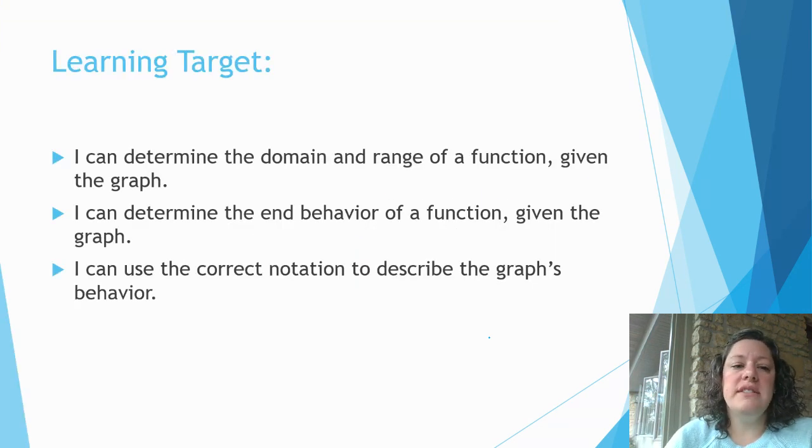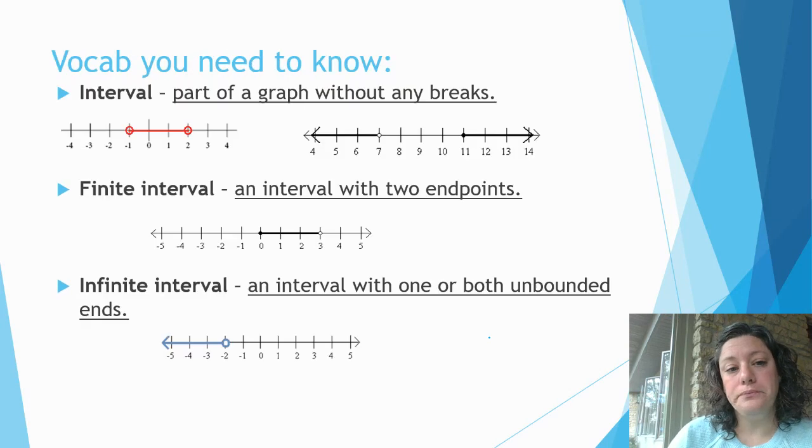Our goals for this lesson are to be able to determine the domain and range of a function, especially when we're looking at the graph. We also want to be able to talk about the end behavior of a function and figure out what that's doing on the graph. And thirdly, we want to be able to use the correct notation to describe the graph's behavior. We're going to give examples of how to correctly notate both domain and range as well as end behavior here.